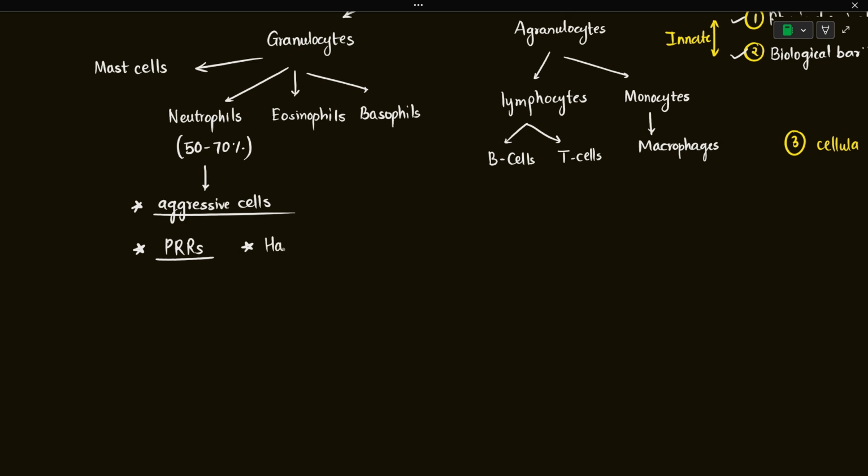So the hallmark of acute inflammation is that whenever there's acute inflammation, the cells that are going to be there for sure are the neutrophils. So that is why neutrophils are also known as hallmarks of acute inflammation.